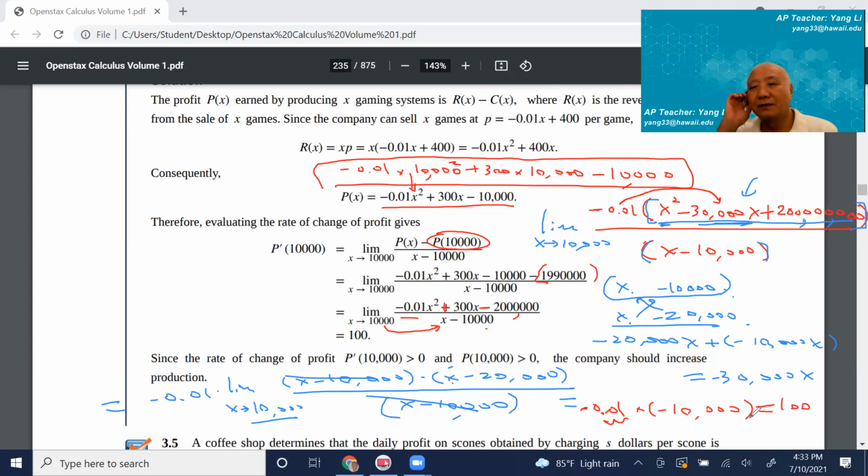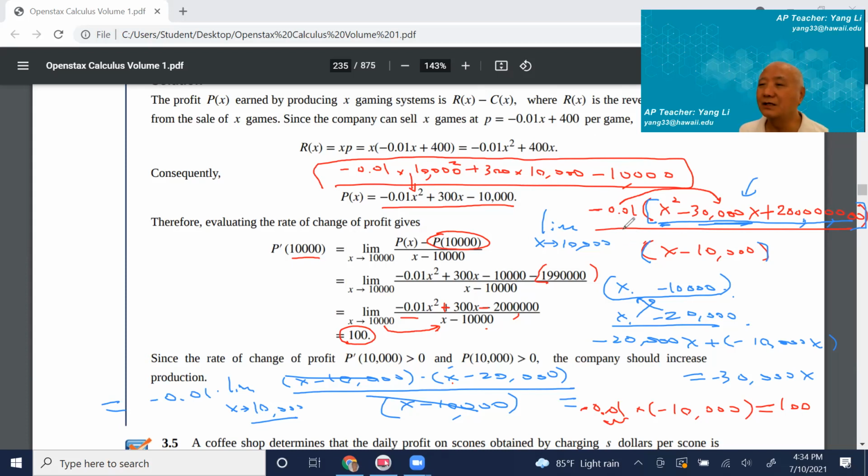So what does that mean? That means that at the production level of 10,000, you can get 100 of them. Change the rate, that's the derivative of the price. What does that mean? Let me just erase this part.